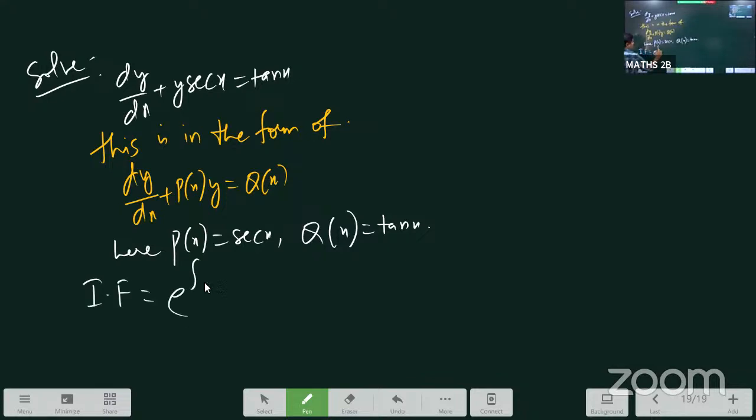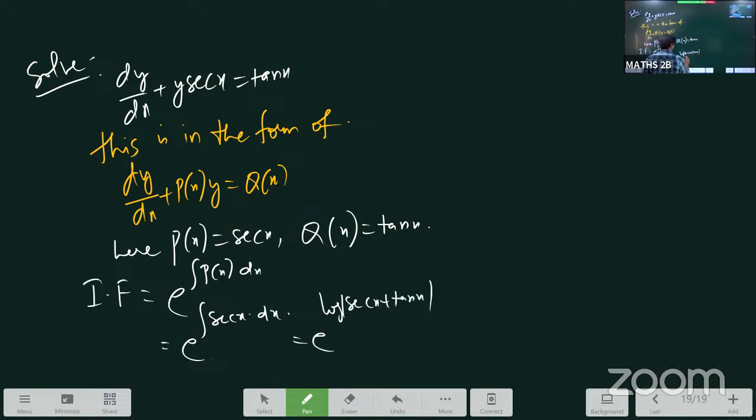Now last, what are you going for? Integrating factor: e to the power integration of p of x dx. That is e to the power integration of, what is your p of x? Secant x dx. What is integration of secant x? Log mod secant x plus tan x, correct? So e to the power log mod secant x plus tan x to the base e.